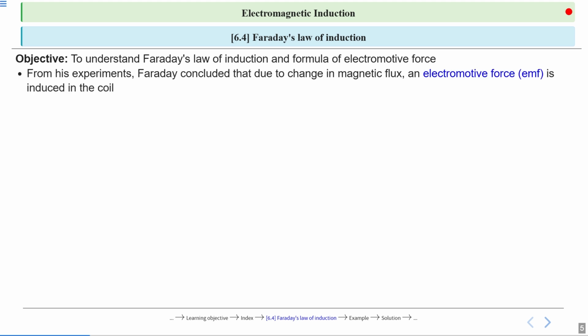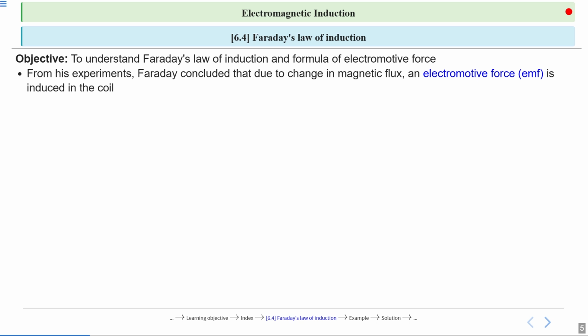From these three experiments, Faraday concluded that due to a change in magnetic flux, an electromotive force, EMF, is induced in the coil. We have seen there is a deflection in the galvanometer when there is a magnetic flux change linked with the coil. So why is there an induced current? Due to the induced EMF. EMF is induced across the coil.